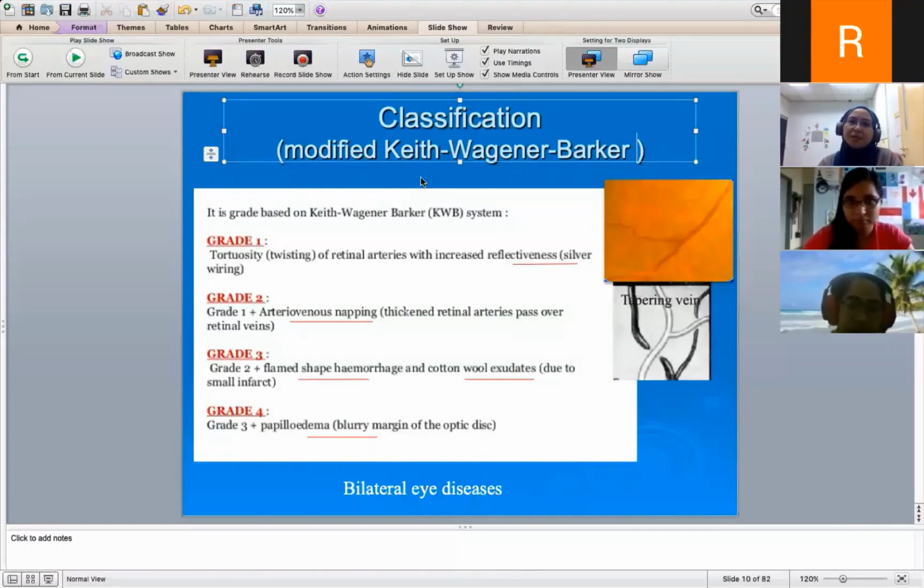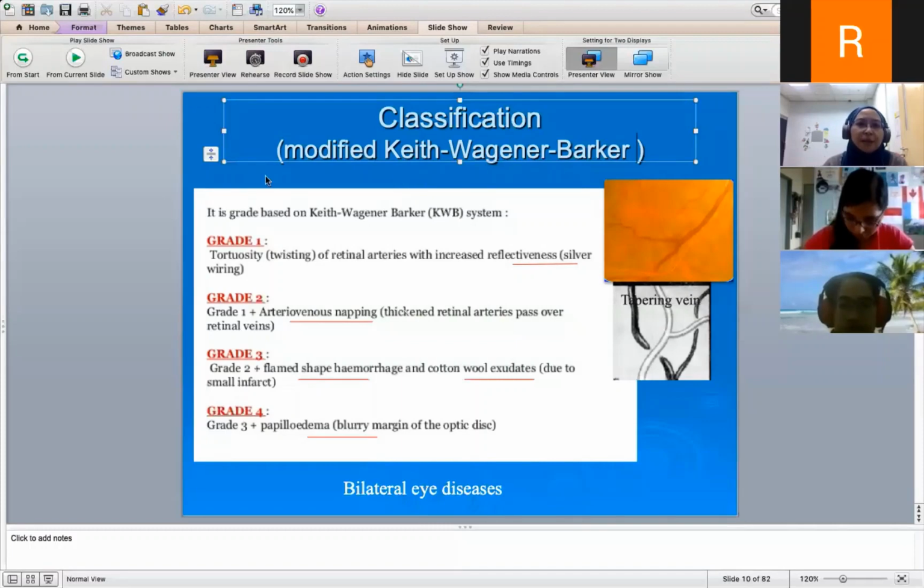So let's just concentrate on this. How do you remember the grading? We have grade 1 to grade 4. Remember the keywords. For grade 1, basically what you're going to see is the silver wiring. The moment you see silver wiring, the patient has grade 1 hypertensive changes.